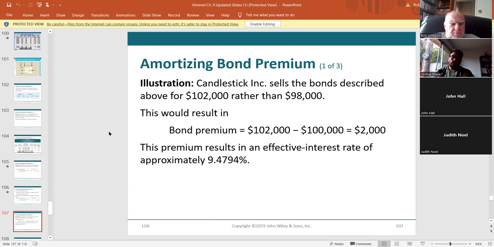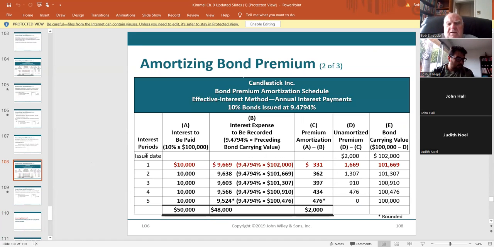Here they sold the bonds. Remember we talked about selling the bonds? They sold the bonds for 102. Here they have a premium because their 10% is higher than the effective rate of 9.47. So what they're doing here is they're taking this number here, the 102, and they're multiplying it by point, whatever that number actually is, 9.74794, till we work it through.